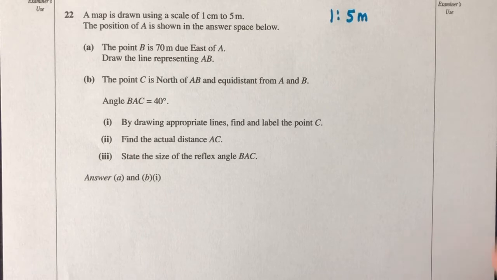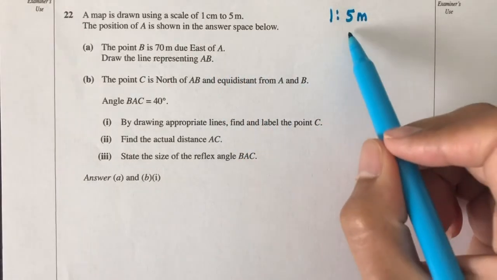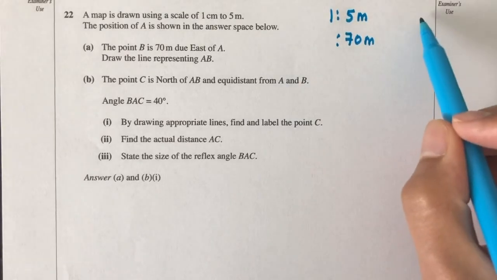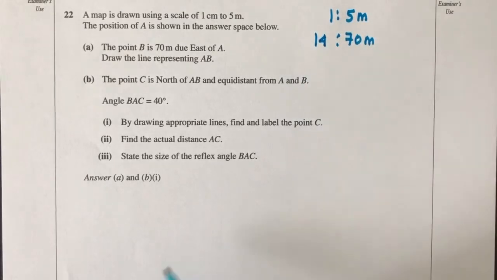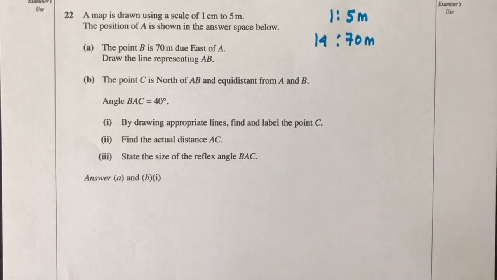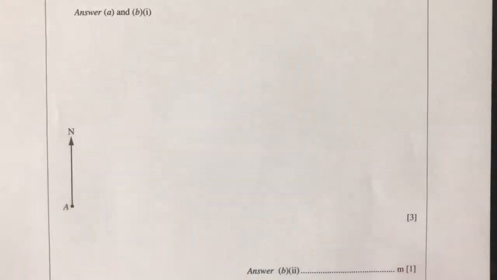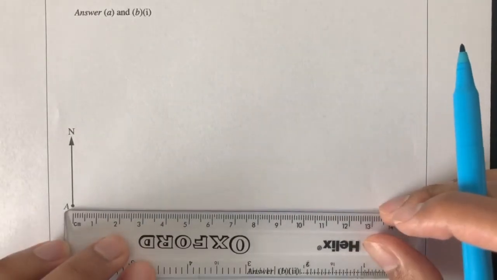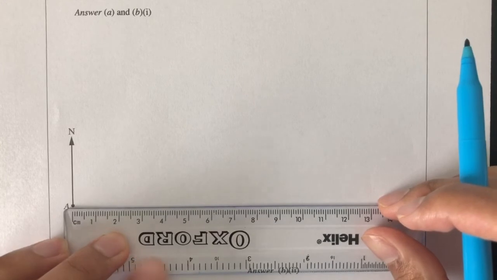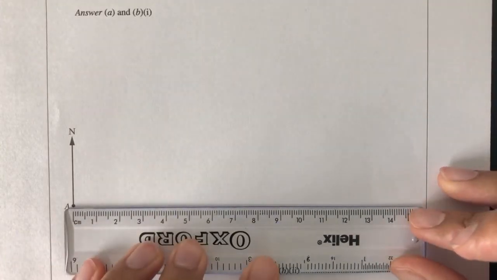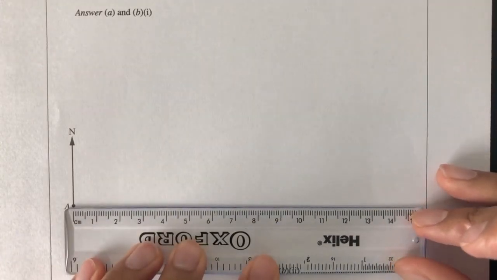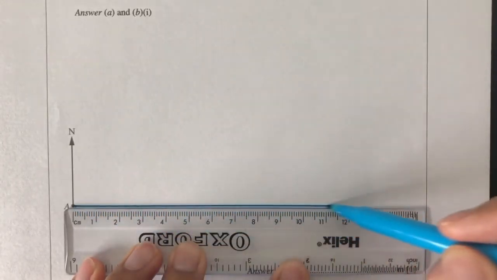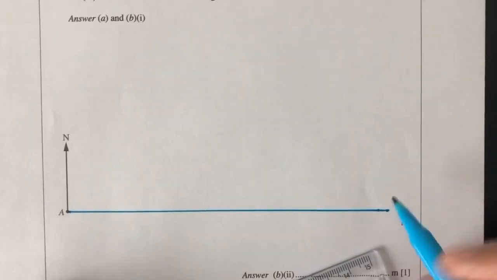As you can see, we have to use this scale. So 70 meters will be divided by 5. That should give you how much? 14. That gives you 14 centimeters on this scale. So AB is 14. It needs to be due east, so it needs to be at the angle of 90 degrees. It needs to be at 14 from A. So this is the point. So that is your point B.